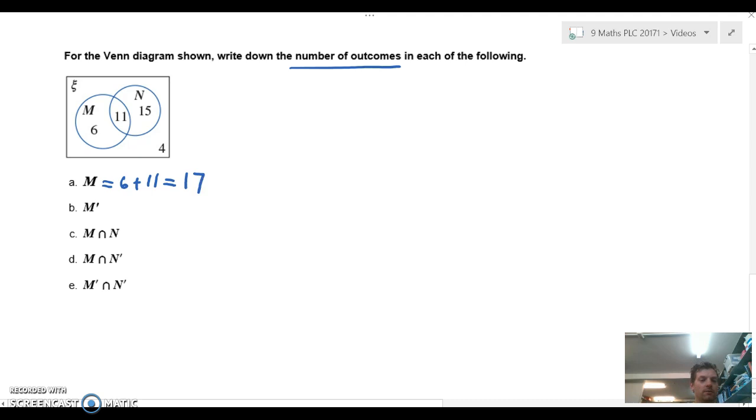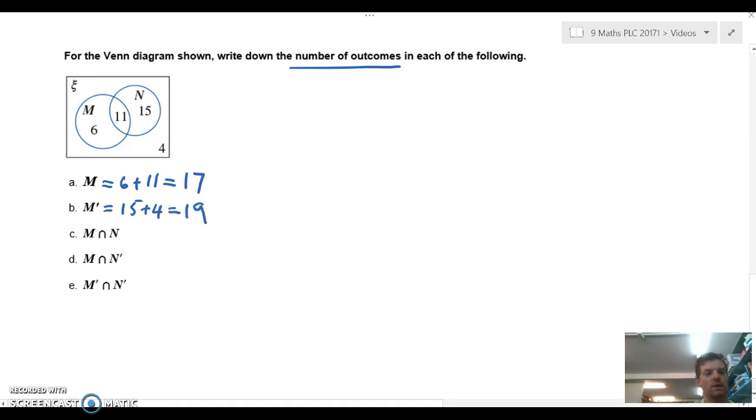Now we need to look at the number of people that aren't playing. Here we've got the complement of M, which we've just spoken about. So how many people are not playing M? If we take out all the M's, the complement of M is anything that's outside of M. That would include this space here and the space around the outside. So we've got 15 plus 4, which is equal to 19.